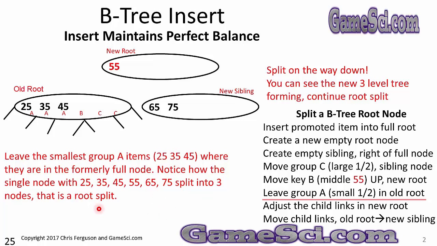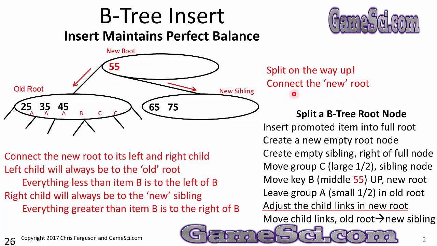This is a root split. 2 of the items moved here, 1 of the items moved there, and 3 stayed. I divided the full node among these 3 nodes. Let's connect the new root. Adjust the child links in the new root. Connect the new root to its left and right child.